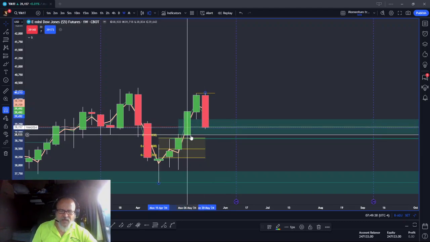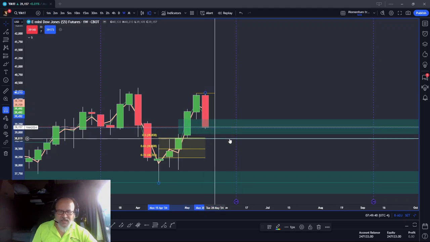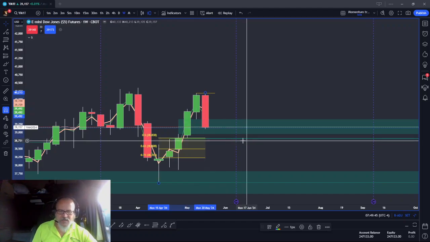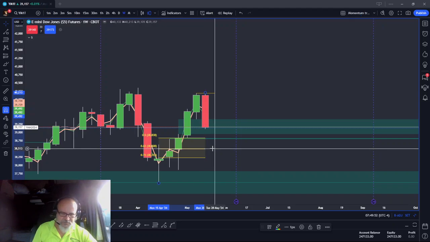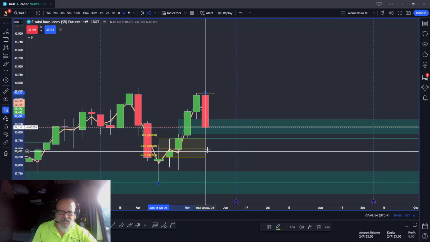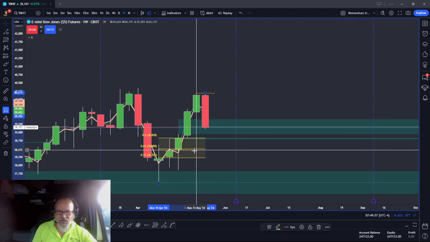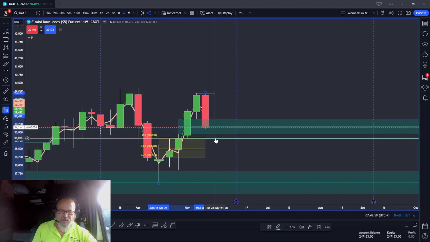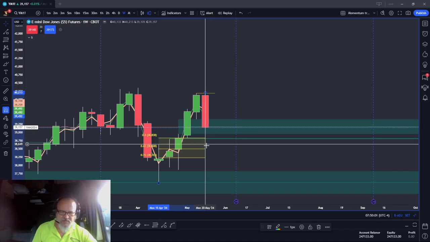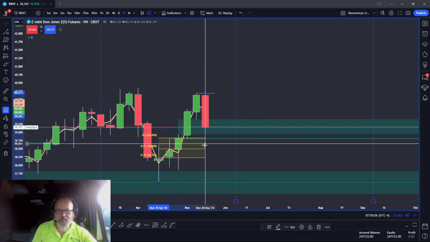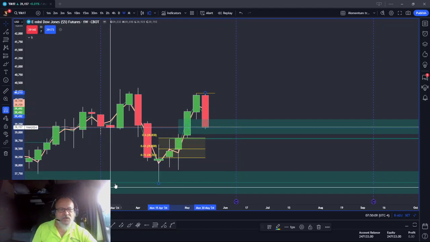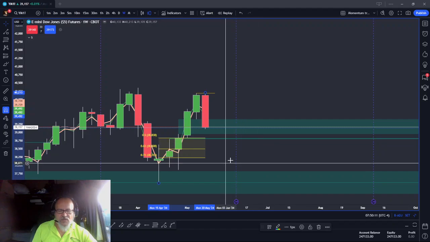We'll just have to wait and see. But my expectations would be that we would at least come down to discount pricing at the 50% and this fair value gap. If not a little bit further, maybe down to the 6.2. But there really is no sell side liquidity around the 6.2. Unless it just grabs liquidity from the fair value gap all the way down to here and then takes off again. But we'll just have to wait and see. So these are the levels I'm looking for.